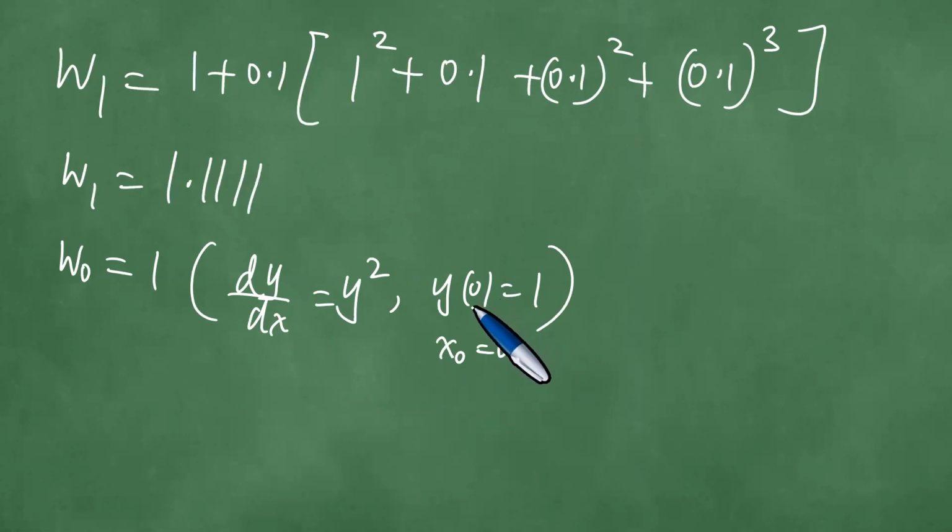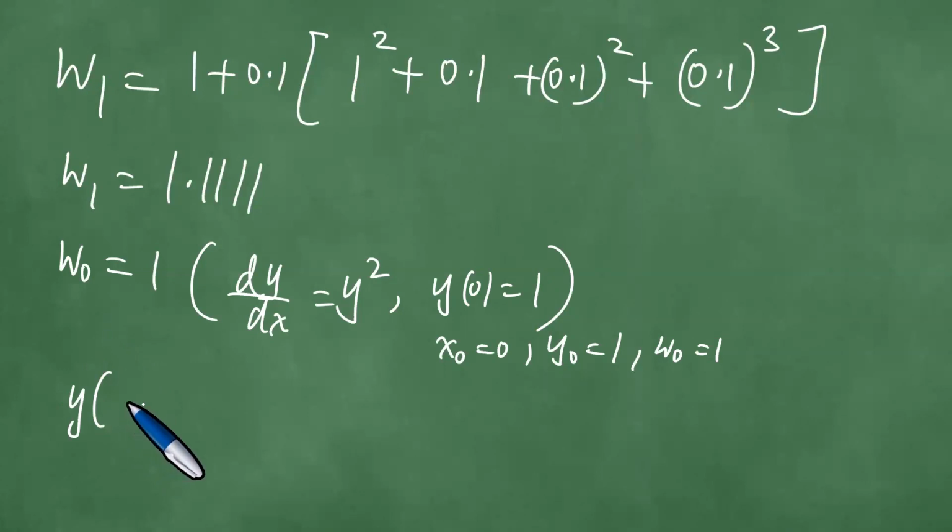X0 is 0, and then y0 is 1. Y0 is W0 in the notation of the textbook. Now, what is W1? Well, W1 means that we're computing it one step ahead. It's like finding y at one step.